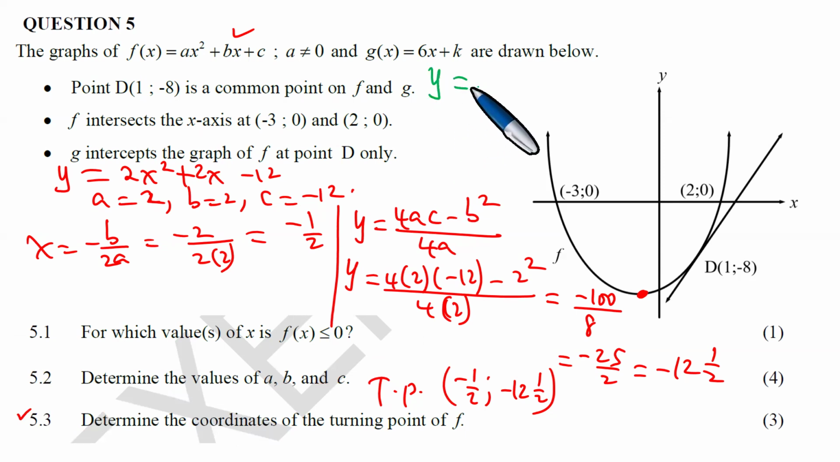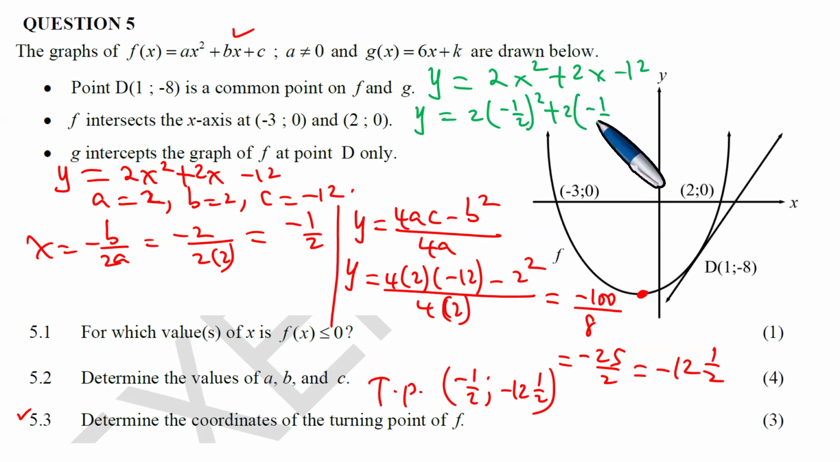But if you have y equals the function 2x squared plus 2x minus 12, what is the x? It's minus 1/2. x is minus 1/2, minus 12. Then when you add everything here, let's just simplify this together.